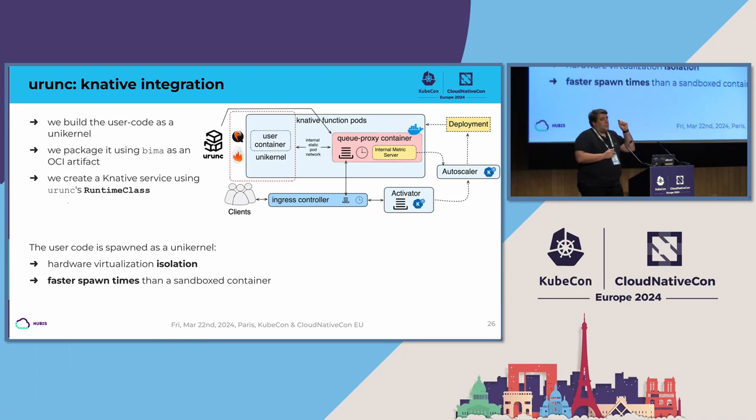If we apply this logic to the Knative function pod, we build the user function as a unikernel image. We package it using Bima, so we've got an OCI image. And if we create the Knative service with urunc's runtime class, we get the user container in a unikernel, so it's sandboxed. But the kproxy container, which is not a unikernel image, is a simple container, so it's booted using runc. So there is actual hardware virtualization separation between the user container, the user-submitted code, and the rest of the platform stack. So we get security from isolation of the user-submitted code and fast response times, because we don't put the whole thing in a micro VM. With sandbox containers there is an agent that talks to the runtime and whatever happens with the sandbox containers. Here, it's just a unikernel.